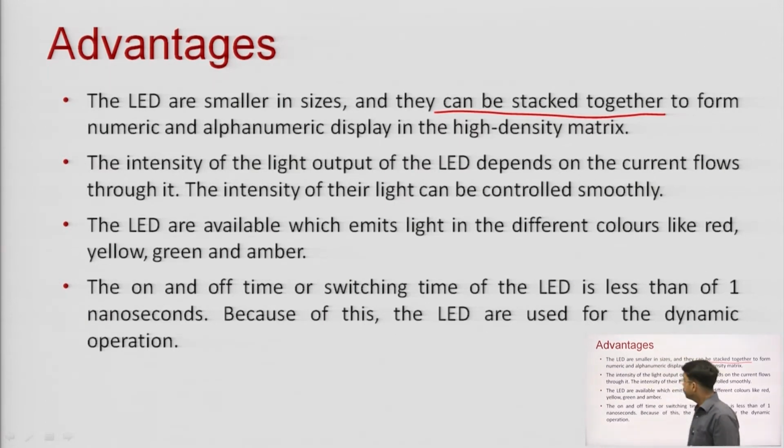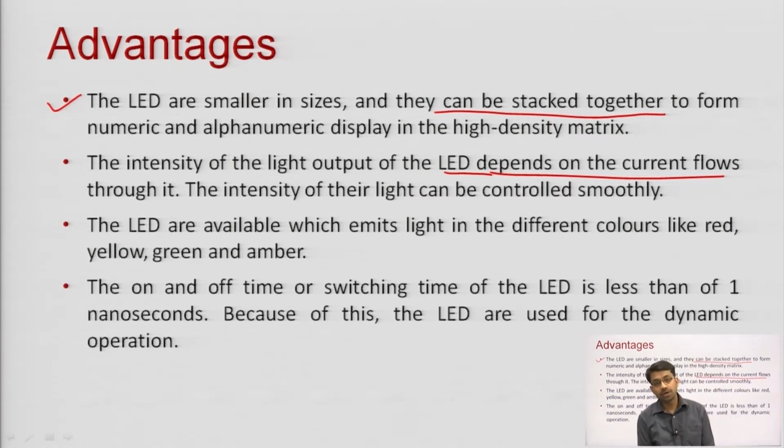Okay. Next is that the intensity of the light output depends on the current. The intensity of the light depends on the amount of current flowing through the diode. So, we can control the intensity very easily by controlling the amount of current, and we can very easily control the amount of current by changing the value of the resistance, or also by changing the voltage. And there are a few more methods through which we can control this flow of current, and we can control the brightness of the LED.